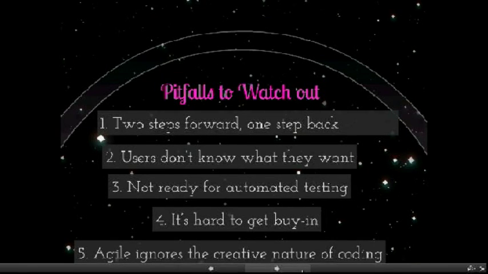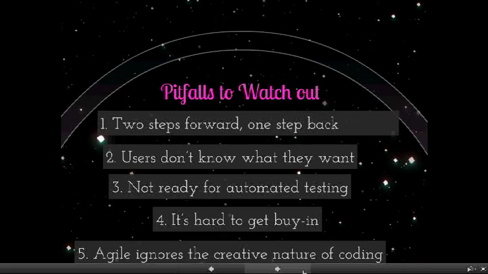The final pitfall is that Agile ignores the creative nature of coding. The Agile movement claims it embodies a wider problem with software development methodologies: that the focus on process ignores the creative nature of programming. This focus on process ignores how important design decisions are when developing software, because most of the design decisions are affected by the client, and it is not the same as an experienced developer with deep understanding of the business domain.